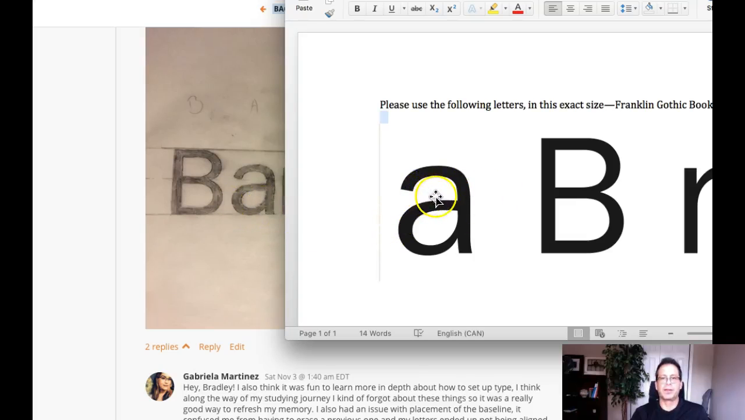It also looks like the open counter area, this area right here, is a little larger than what you have depicted here. It seems like that space right there is a little too close as compared to the actual letter face.